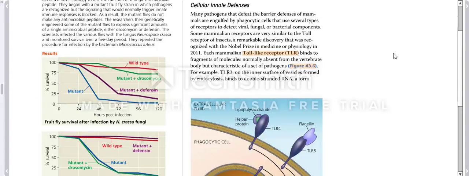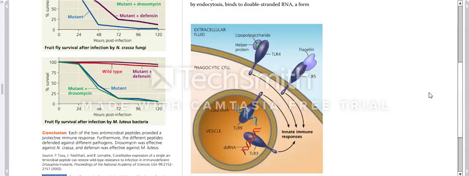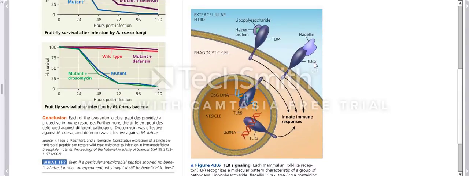It describes this as a membrane receptor on a phagocytic white blood cell that recognizes fragments of molecules common to a set of pathogens. So figure 43.6, which is down here a little ways, shows the different TLRs. Now TLR3, which is on the inner surface of vesicles formed by endocytosis, binds to double-stranded RNA. TLR4, located on the plasma membrane, recognizes lipopolysaccharides, which are found on the surface of many bacteria.